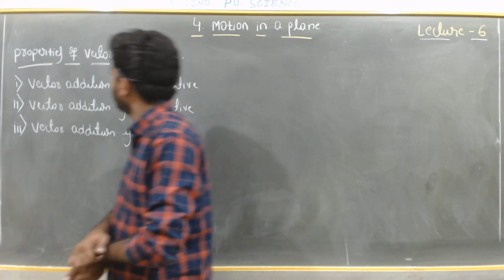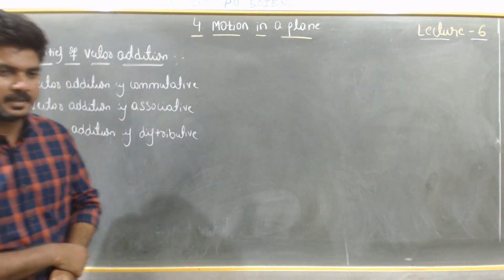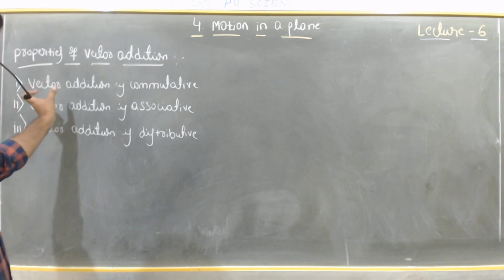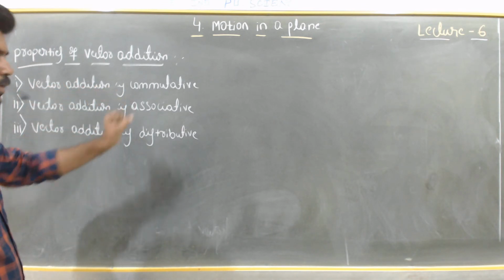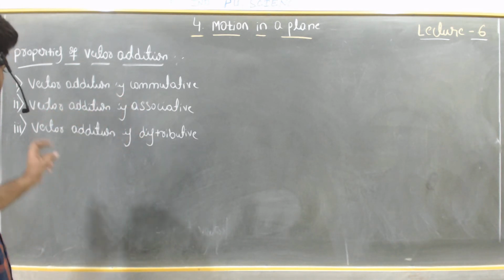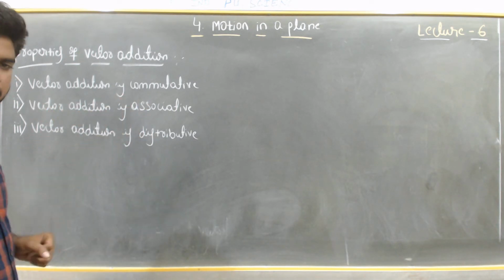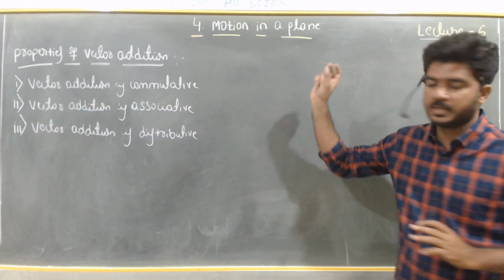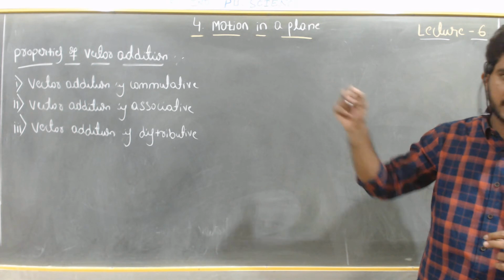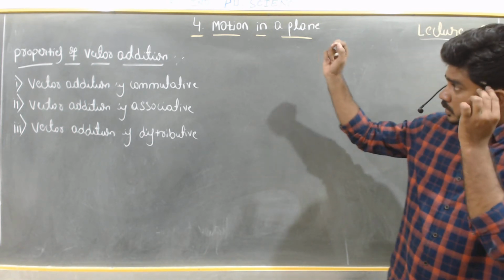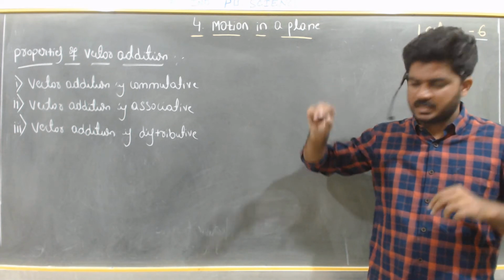Next concept we have is properties of vector addition. In that we have: vector addition is commutative, the second property is vector addition is associative, and the third one is vector addition is distributive. So in this chapter the main concept we are going to study is vectors. Still we are studying vectors only, right? Till now we haven't gone to the motion. Still we are in vectors only.